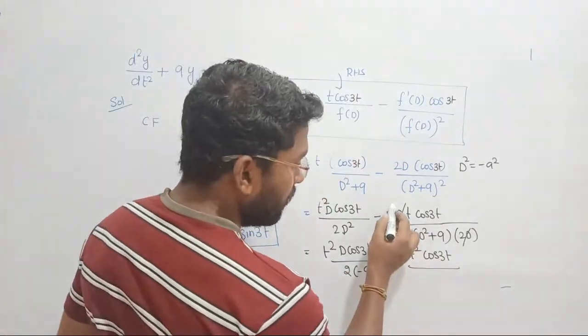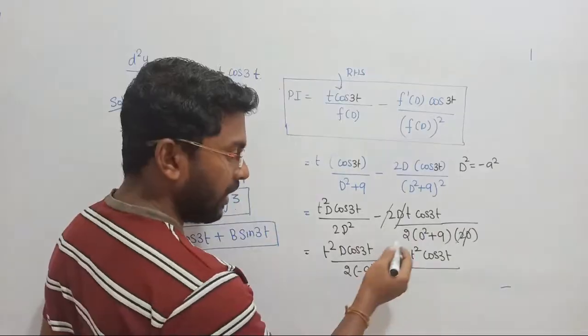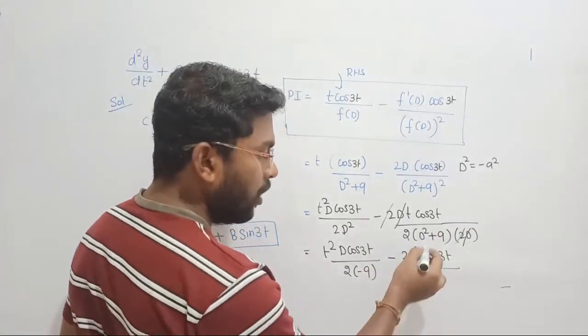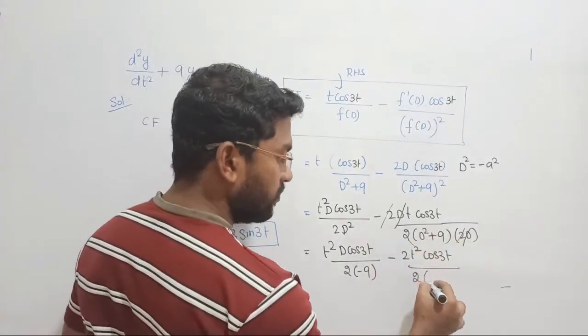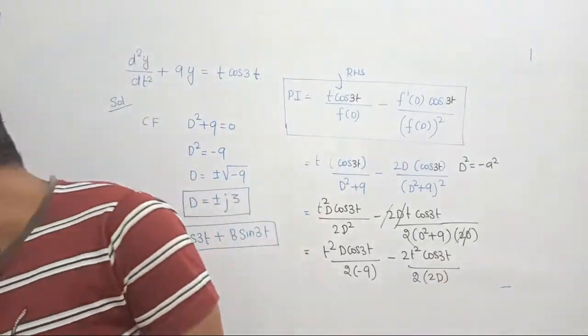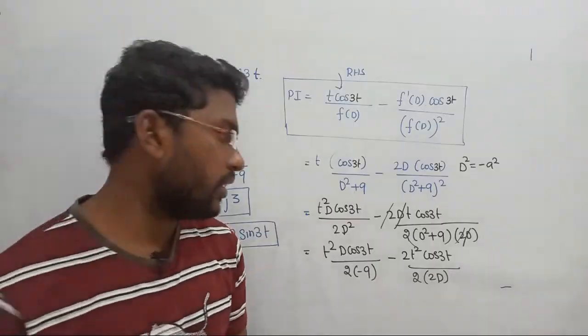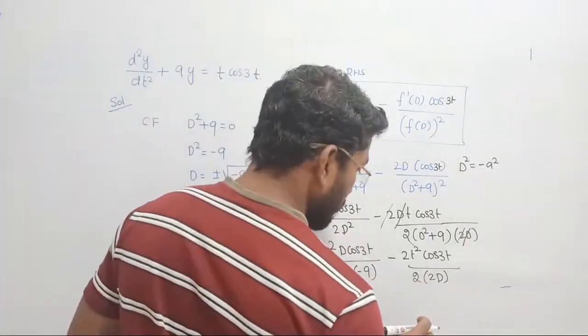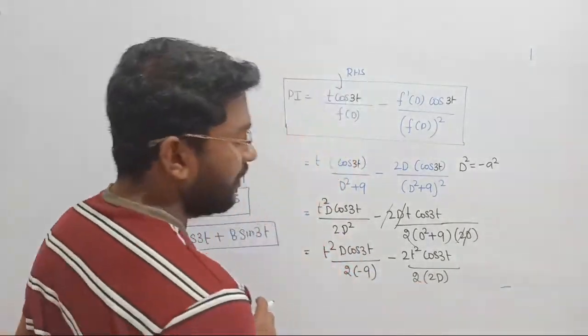Guys, listen, this 2 is already getting cancelled. I have one more 2 in the denominator. Once again, if I differentiate this term, that will give you one more 2d, right? This class is going good. Any problem? No. If you have any problem, please make an immediate WhatsApp call. Fine. Shall we continue our journey?